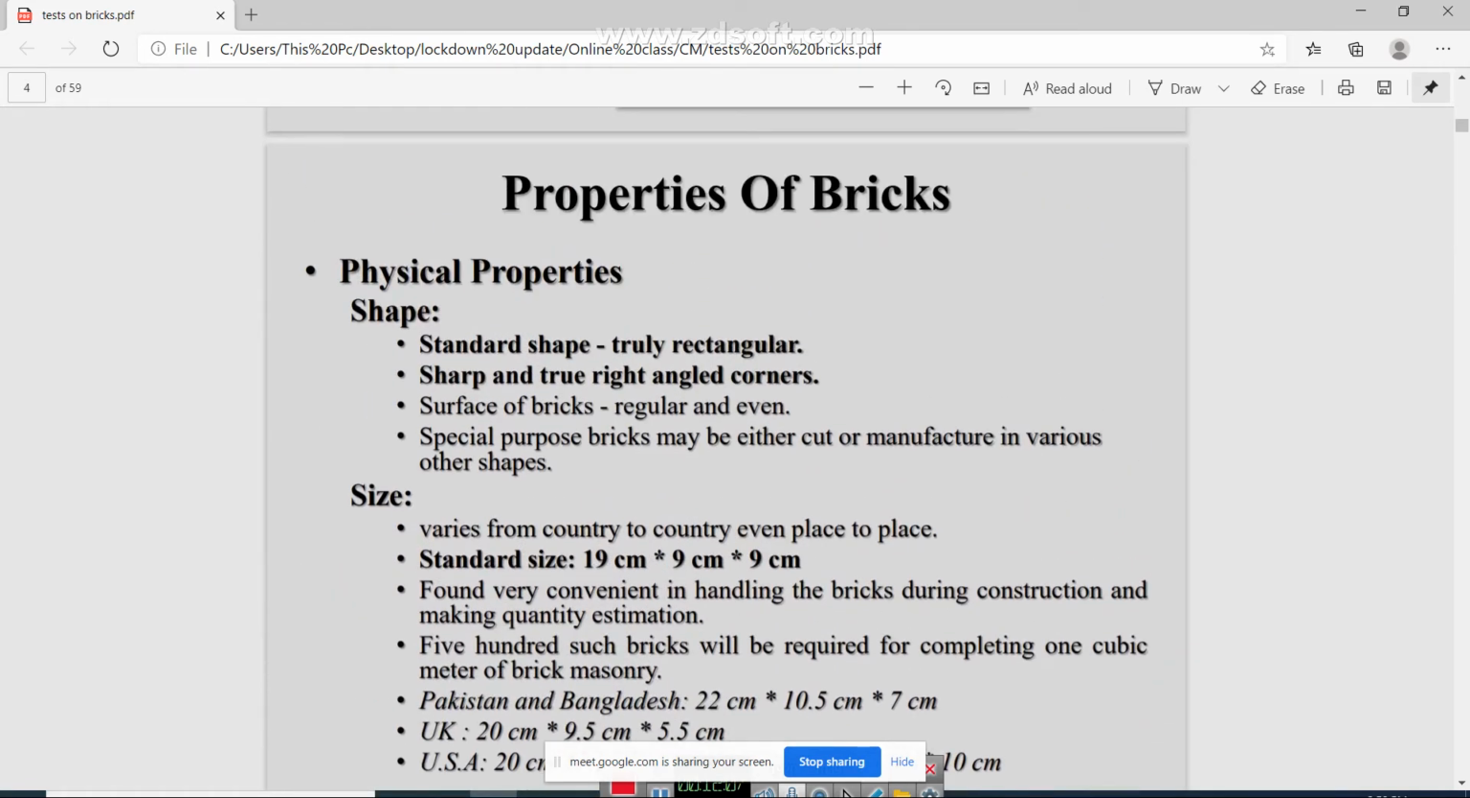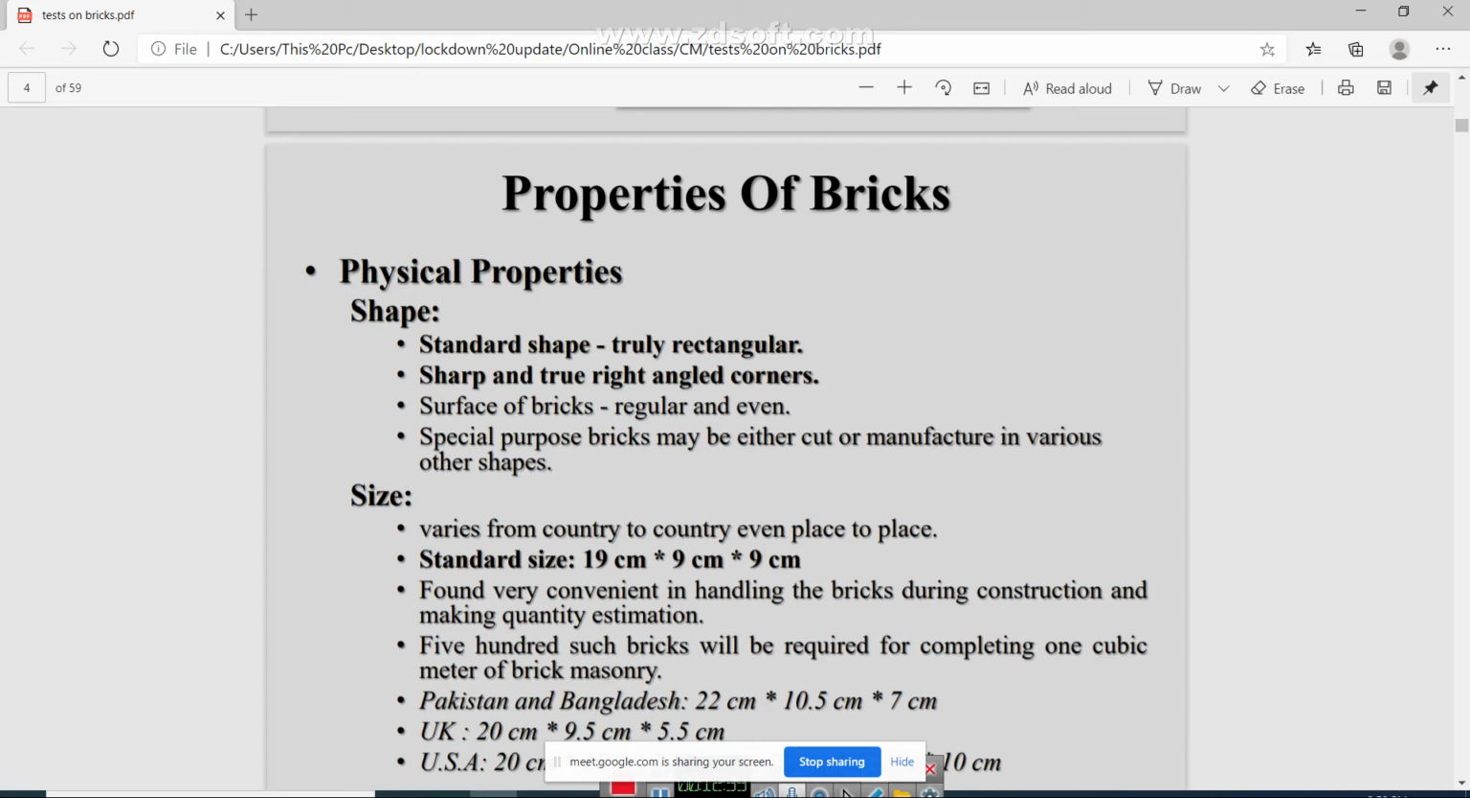Okay, now the shape. The standard shape of a brick means it should be truly rectangular, with sharp and true right-angled corners, and the surface of the brick should be very regular and even. In some cases you may use special purpose bricks, which may have other shapes. Otherwise, all ordinary bricks should have a certain standard shape. Next comes the size.